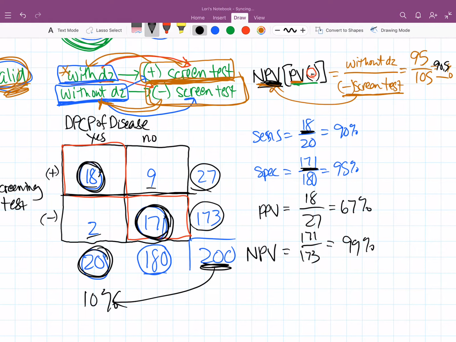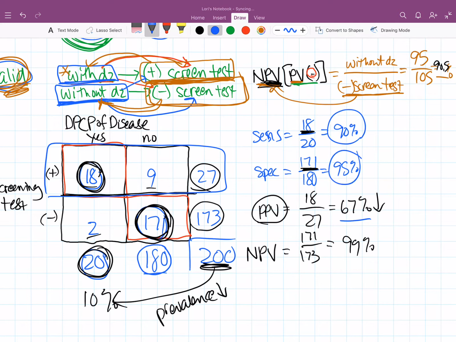Basically, as the prevalence goes down, this positive predictive value also goes down. So the predictive value of a positive test, we got a positive test, what's the predictive value of that? It drops as the prevalence goes down. Sensitivity and specificity didn't change considerably. What happened to the negative predictive value? It went from 90.5 up to 99. And so as prevalence goes down, negative predictive value goes up.